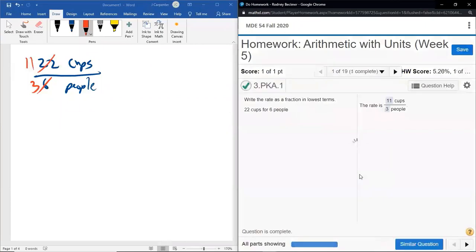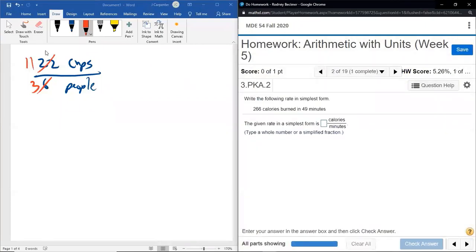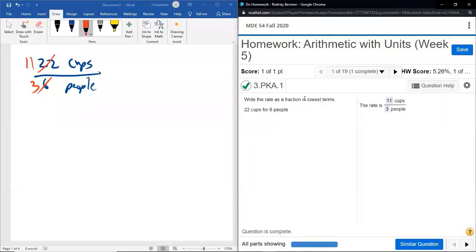Boom. Now you might say, well, why didn't you just do the division? Because they didn't ask us to do the division here. They said to write it in lowest terms as a fraction. So that's another case of you have to pay attention to the instructions. Maybe there's a reason we want this just to be in lowest terms, so we can say for every 3 people, we need 11 cups of coffee.